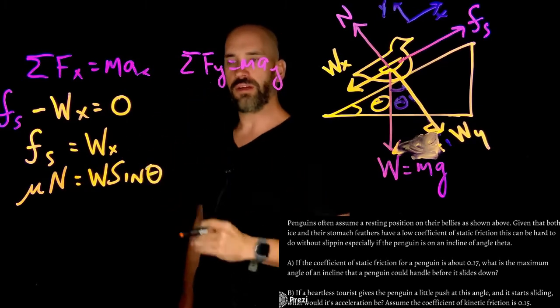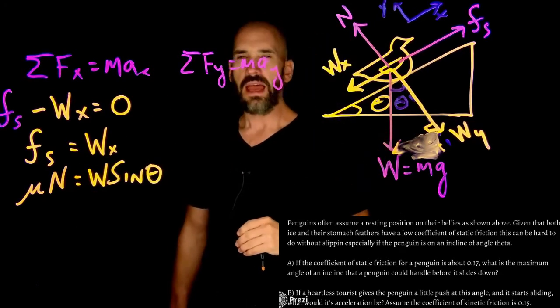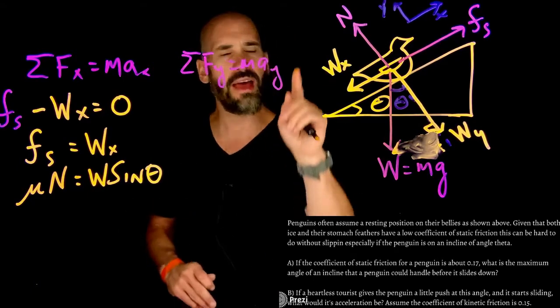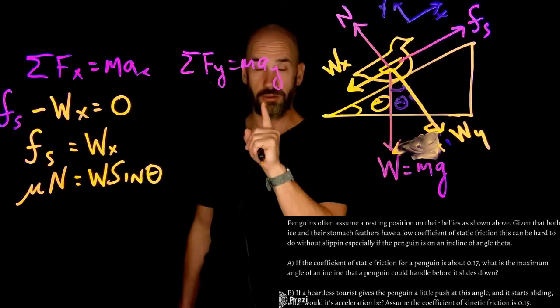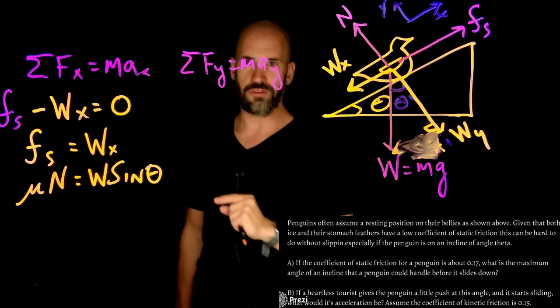But I have a problem here. I don't know what this N is. I don't know what my normal force is, okay? And you guys are probably being like, oh, I'm so smart, I know. N is always the weight. No, not when you have an angle like this. N is not always the weight, and I'm gonna prove it to you right now.